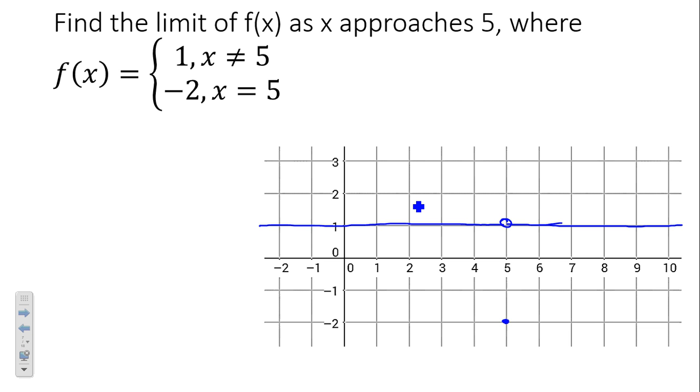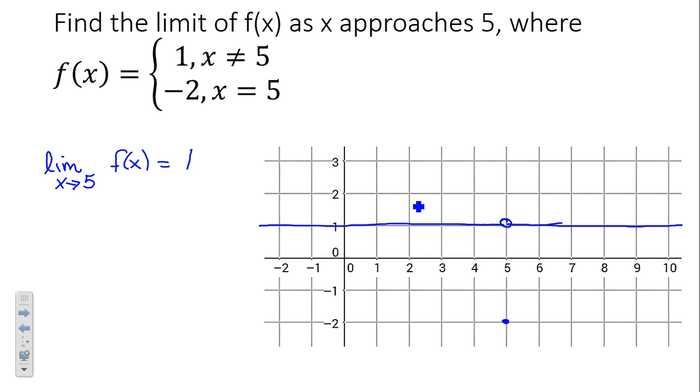How high is y? 1. As x approaches 5 from the left, what's our value for y? 1. So even though at that particular point y is negative 2, the limit as x approaches 5 of that function, our answer is going to be 1.